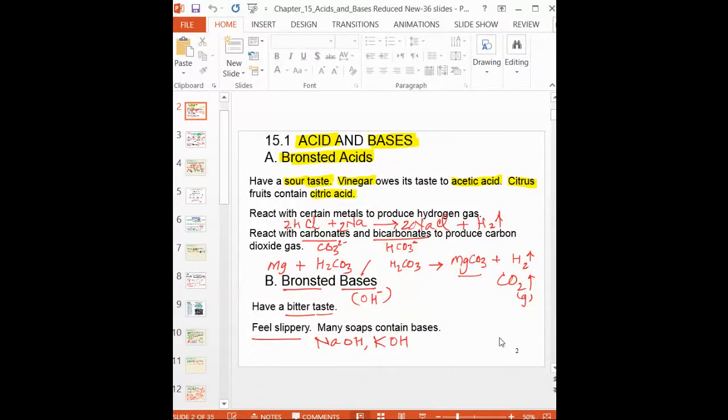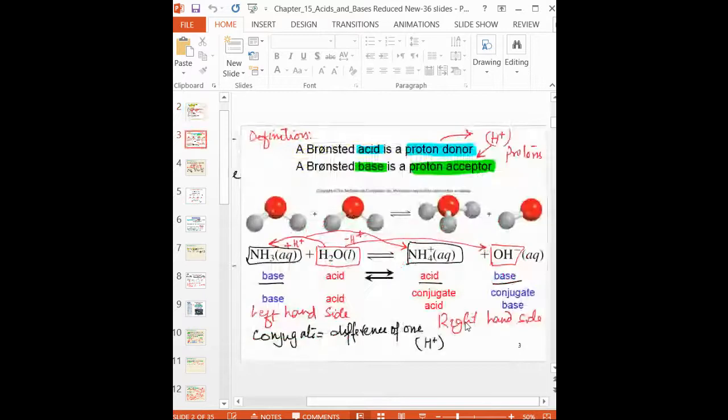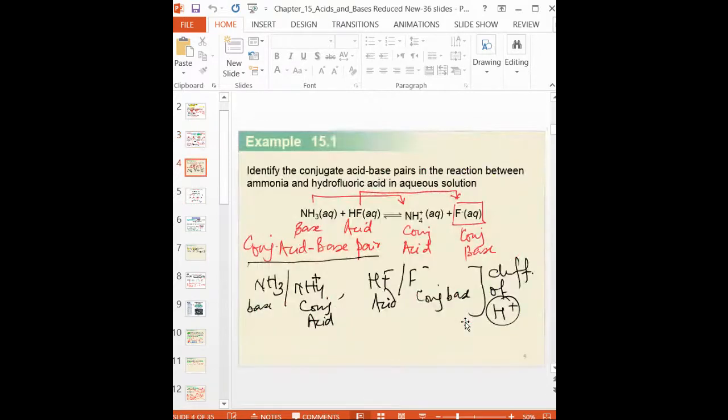All right, so what I finished last time was acid-base, Bronsted acid, Bronsted base, and how we identify these acids and bases, what the parent compounds are, and what the conjugate acid and base are. Last time I already explained this very well, and I did some examples of which one is the acid, which one is the conjugate acid, and which one is the conjugate base.